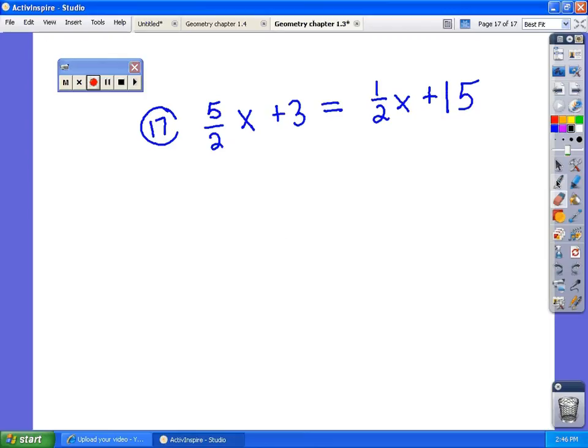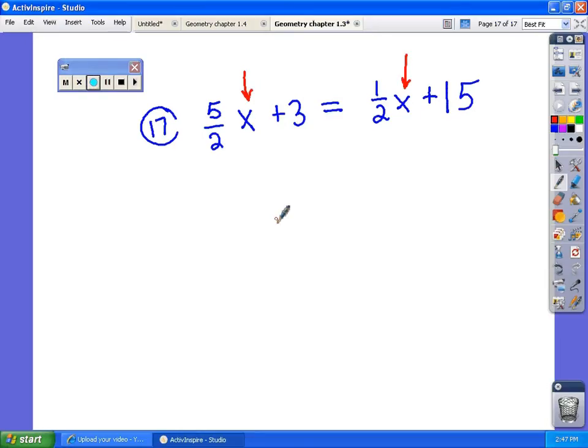Hey guys, this is the answers to number 17 and 19 from the homework. I'm going to show you for number 17 there's actually a pretty neat trick that you can use to get rid of all the fractions, but for the first time let's just solve it like normal. There's no distributing and there's no combining on each side. I just want to find out what is x so that both of these sides of the equation are equal.